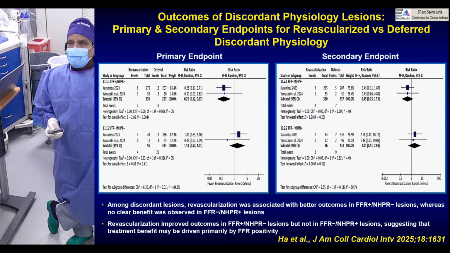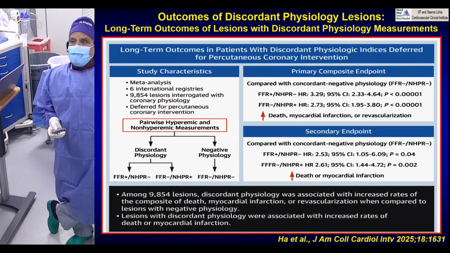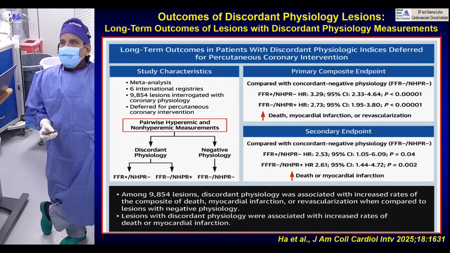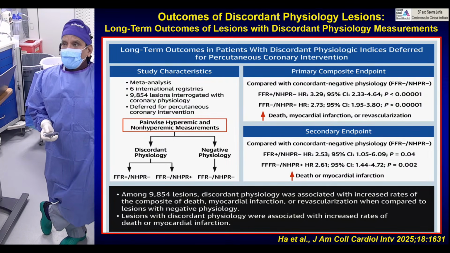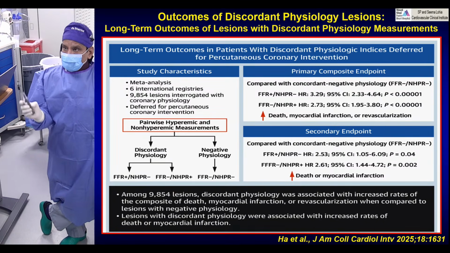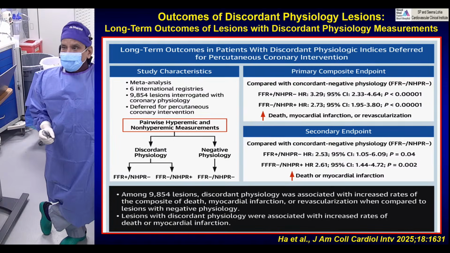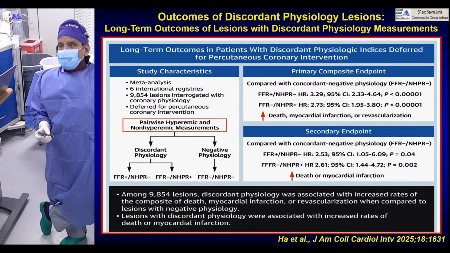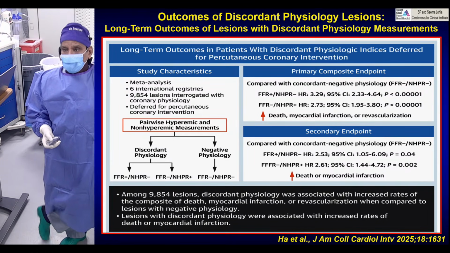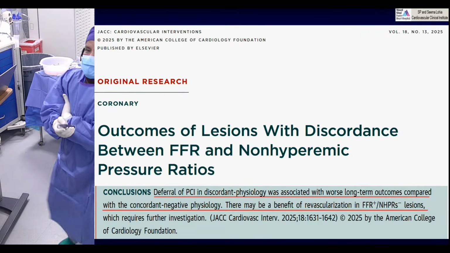If I put it together, it's very simple. Patients who have the primary composite endpoint, compared with concordant negative physiology, whether FFR positive and IFR negative, or the corresponding negative and positive, are associated with more death, myocardial infarction, or revascularization. In the same way, for the secondary endpoint, discordant physiology is again associated with higher death or MI. So just to say, lesions with discordant physiology are associated with increased rates of death or myocardial infarction compared to both being negative or both being positive.